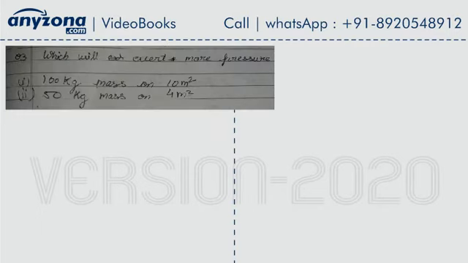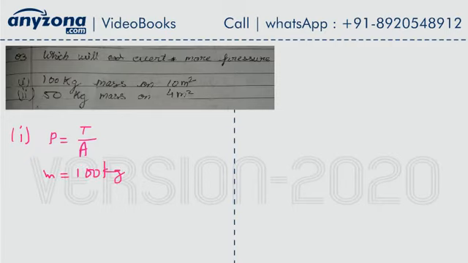In this question, which will exert more pressure? In the first case, the condition is a 100 kg mass on 10 meter square. To find the pressure, you must have thrust upon area. Area is given, 10 meter square, but where is the thrust? Thrust is not given. Here the mass is given. Mass is 100 kg.